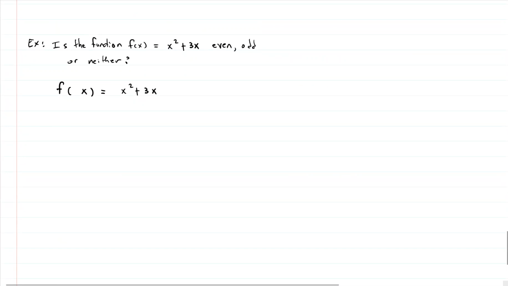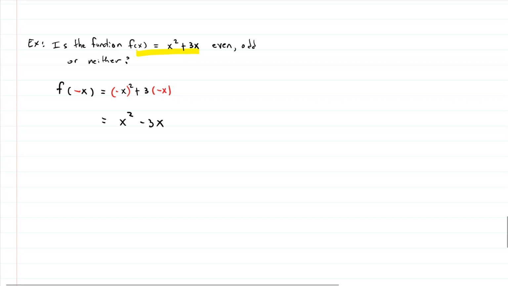Let's try one more. Our function that we're given is x squared plus 3x, and we're asked, is this function even, odd, or neither of those two? So again, the first thing we do is we take the function and, instead of plugging in x, we plug in a negative x. So we have a negative here, and let's put in a negative here for this x. And now we just do some simplification. So negative x squared gives us x squared, and the negative and the 3 give us negative 3x.